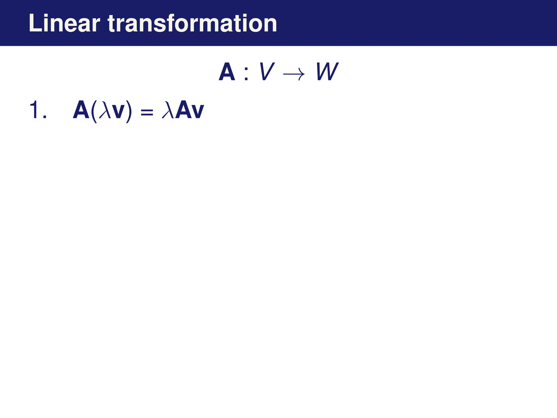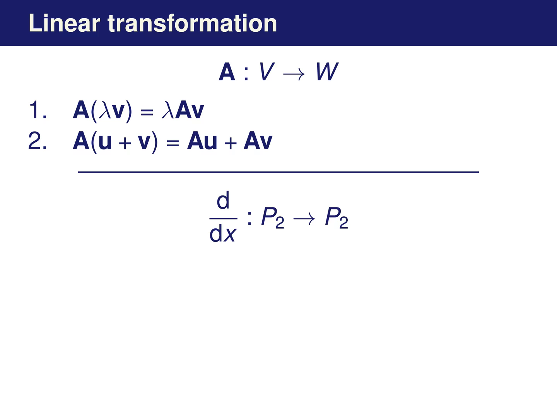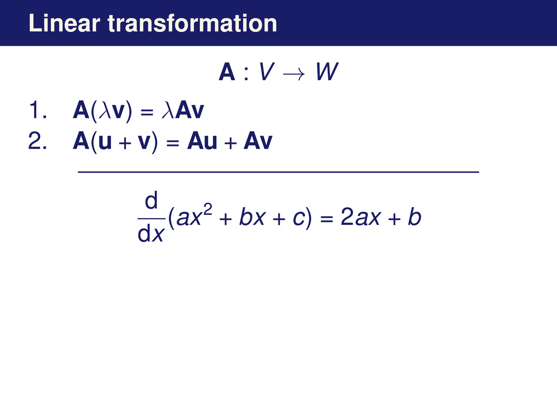A transformation A is a mapping from one vector space V onto another vector space W. Scaling a vector scales its image by an equal amount. Adding two vectors first and then applying a linear transformation is the same as applying a linear transformation first and summing the resultant vectors. Consider the vector space P2 of quadratic polynomials, and define the derivative operator as a transformation from P2 to P2.